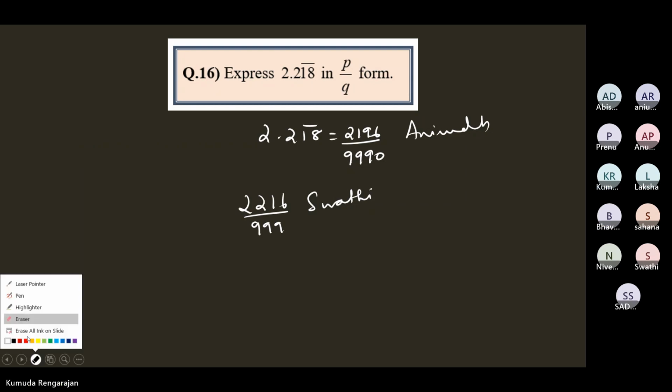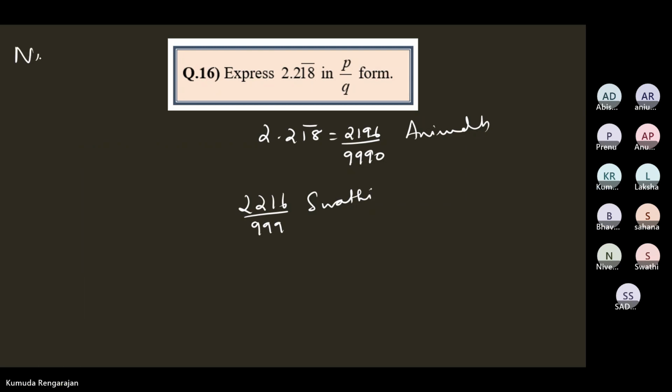Niveda, what's your answer? Ma'am, I think I'm getting it wrong. That's okay. Just share your answer. What have you got? Ma'am, 2,207 by 999.